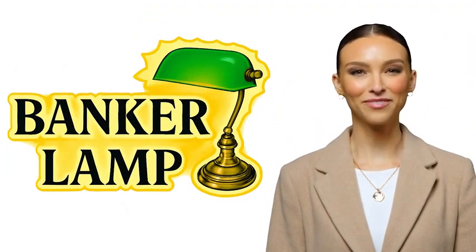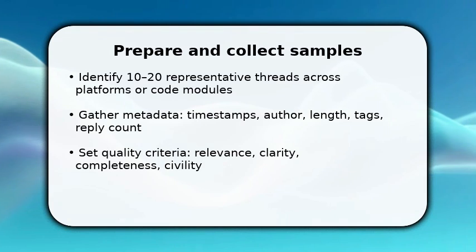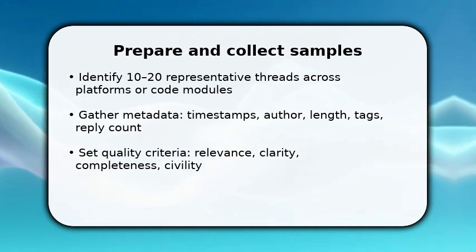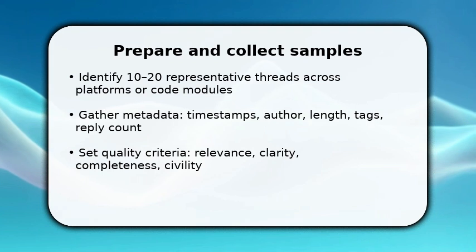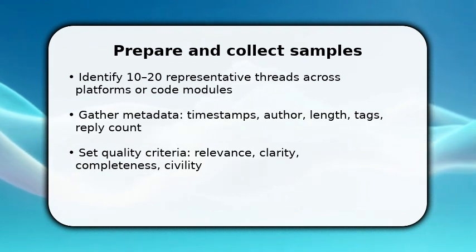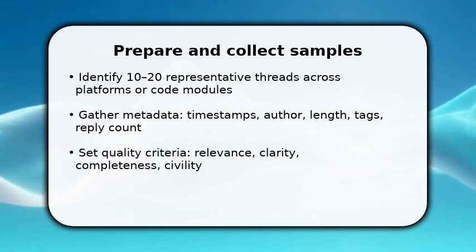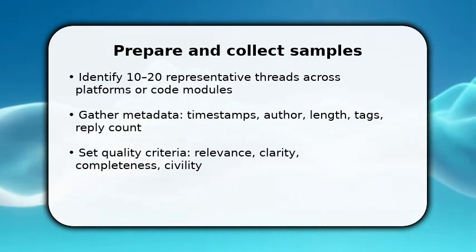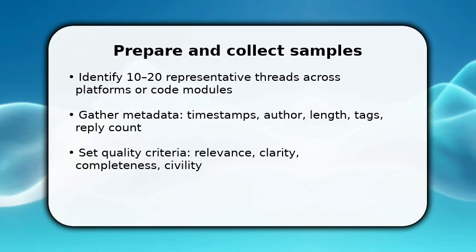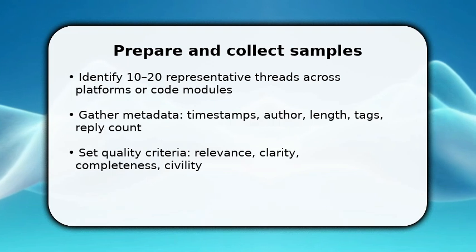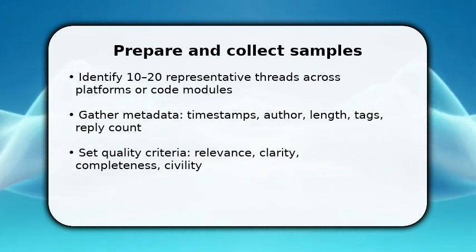You start by collecting a focus sample so analysis is concrete. Pick 10-20 representative threads and pull their metadata: timestamps, author, length, tags, and reply counts. Define your quality criteria now: relevance, clarity, completeness, and civility, because these metrics guide every measurement. Once done, organize samples in a spreadsheet or simple database for repeatable work. Make sure to label each item clearly so you can track decisions later and avoid re-evaluating the same thread twice.